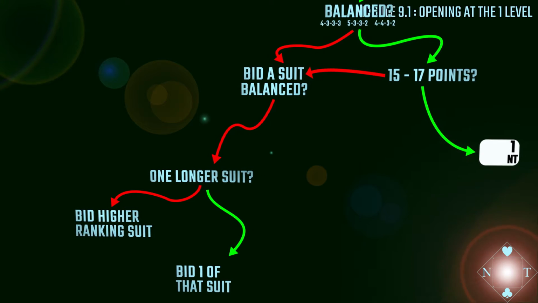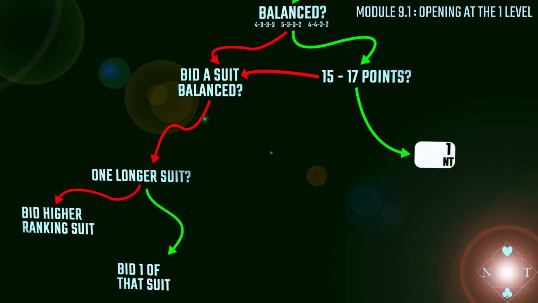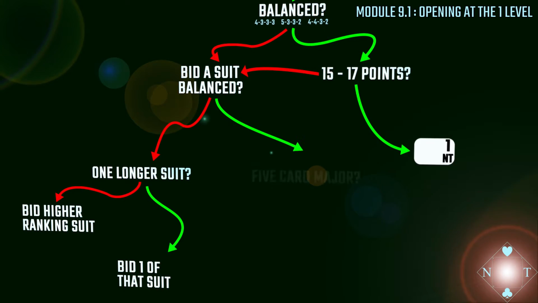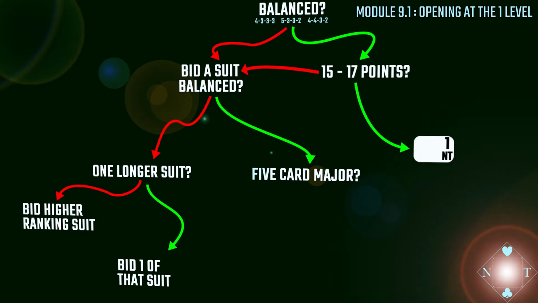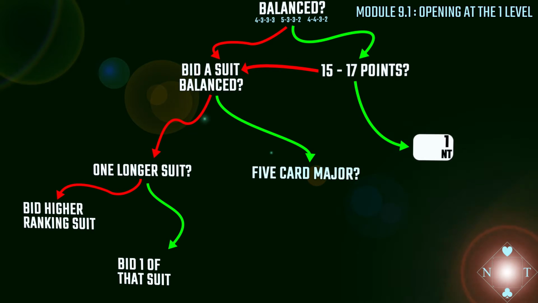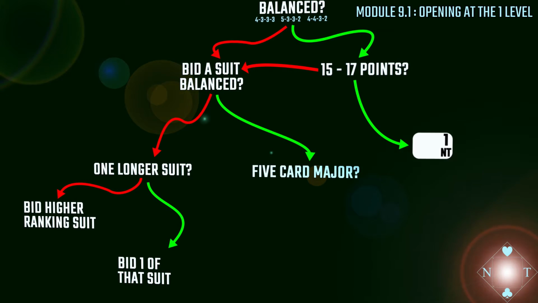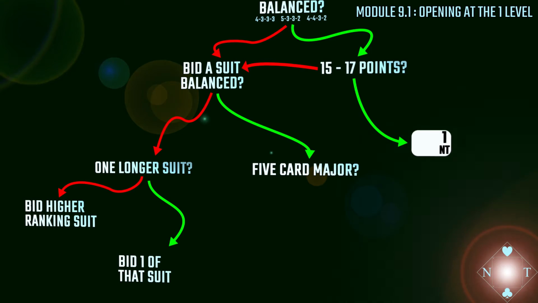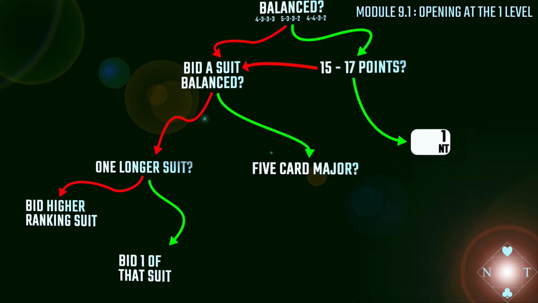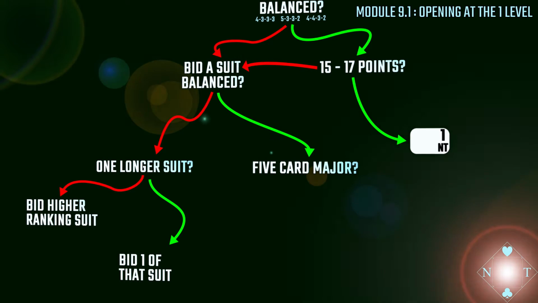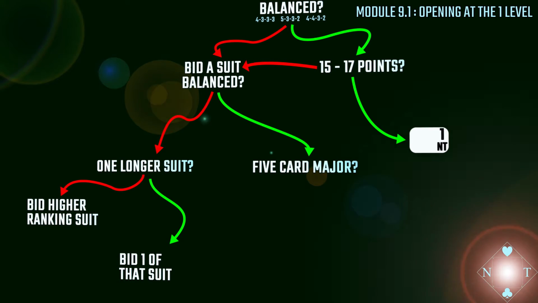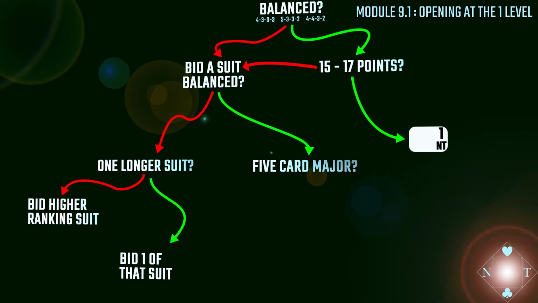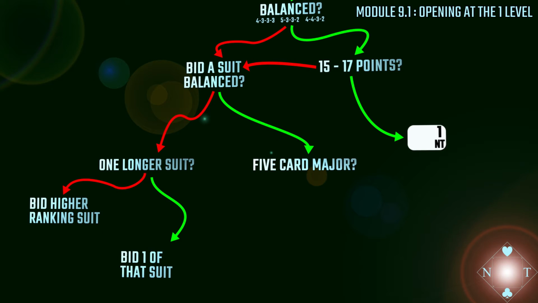If your hand is balanced, your decision depends on whether you have a 5-card major suit. The system that you are learning is called 5-card majors because you have a useful agreement that if you open a major suit at the 1 level, you promise at least 5 cards in that suit. However, the same is not true when you open a minor suit, and this gives you the flexibility to find a suitable suit bid for every hand.